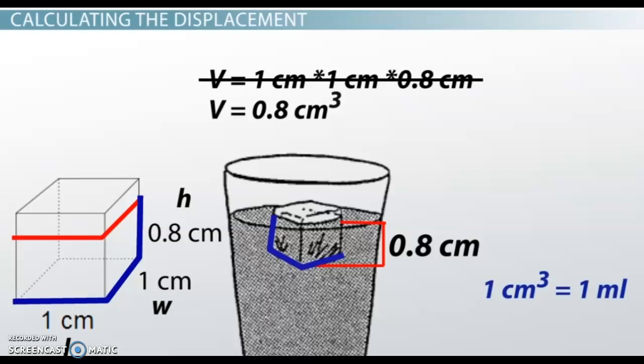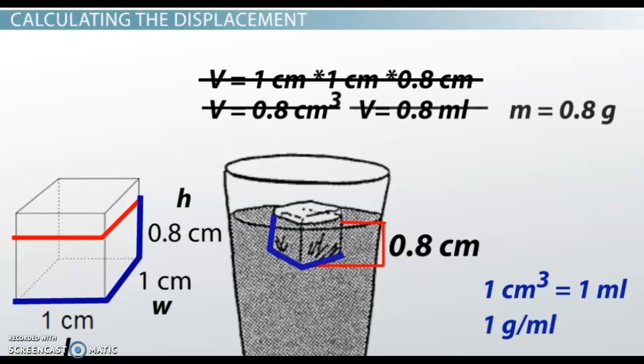Since 1 cubic centimeter is 1 milliliter, we can directly convert to volume in milliliters. Volume equals 0.8 milliliters. The density of the water is 1 gram per milliliter, so the mass of that much water is 0.8 grams. M equals 0.8 grams. We're not done yet. Mass is how much stuff there is in something, but weight is the force that stuff pushes down on the earth.